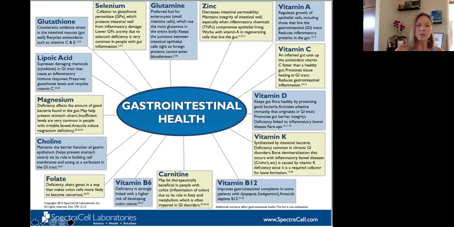And this slide, courtesy of SpectraCell Labs, just helps to show that if we're thinking, oh, I'm just going to take omega-3s, I'm just going to take glutamine for my gut, or I'm just going to take zinc. Those are all fantastic, but as you can see, the focus is manifold.